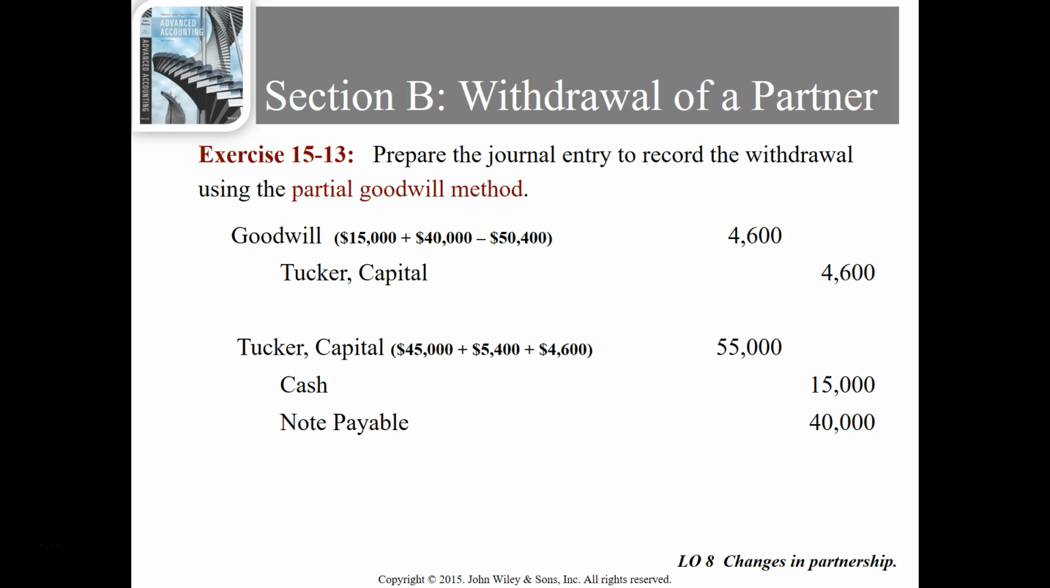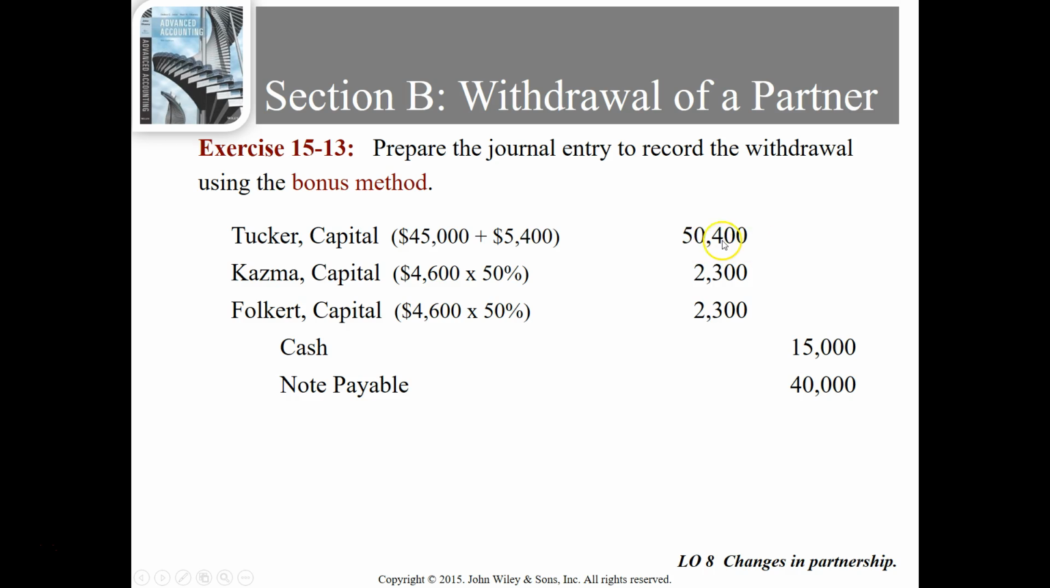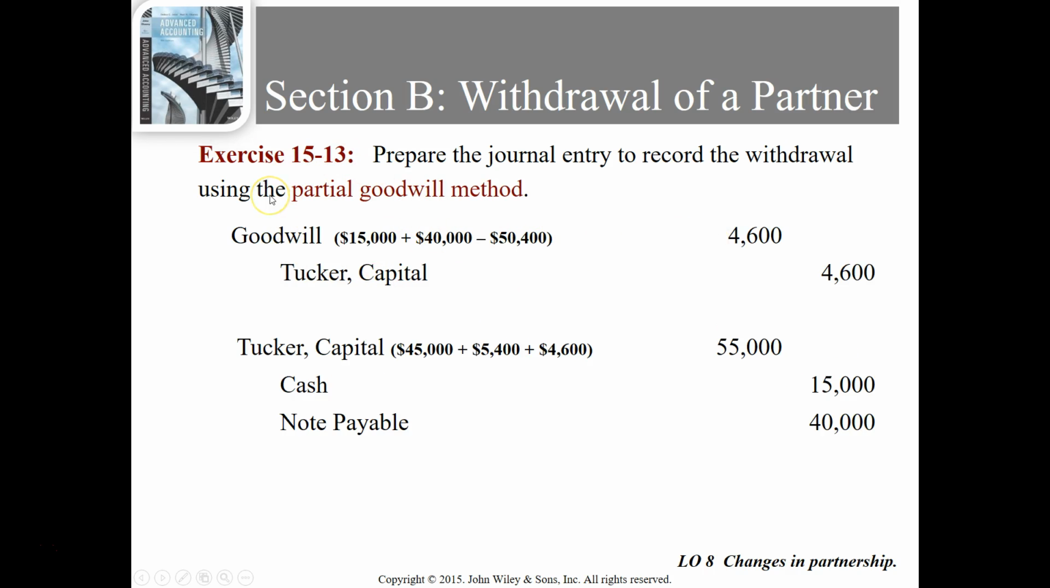If we were to prepare the journal entry to record the withdrawal using the partial goodwill method, goodwill would be $15,000 plus 40 minus 50,400, and Tucker would be removed for the 4,600. So again, 15,000 being the cash, the 40,000 the note. His value prior to him leaving, don't forget, was 50,400. So the price we paid him, less what he was worth, gives him an additional goodwill. Tucker Capital is then relieved for 55,000, crediting the cash for 15, crediting the note.